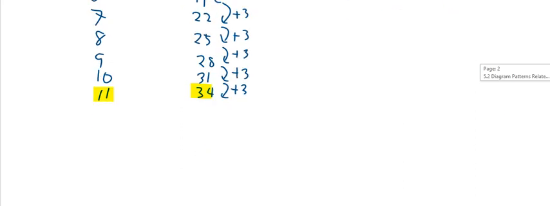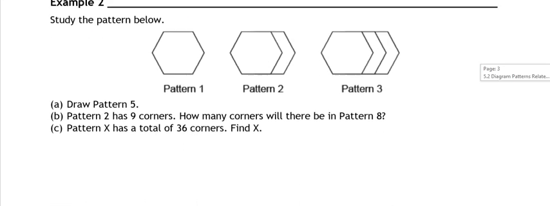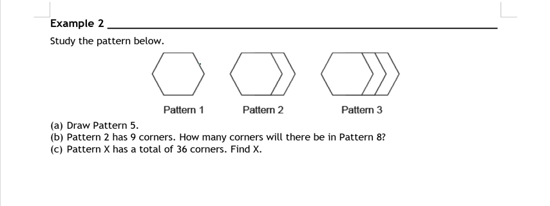Let's proceed to example number 2. Study the pattern below. As you can see here, this is the shape: pattern number 1, pattern number 2, pattern number 3. You can see the difference is that you are adding edges here, 1, 2, 3, 4, and then another here, you have 2 pairs. So let's have a look.